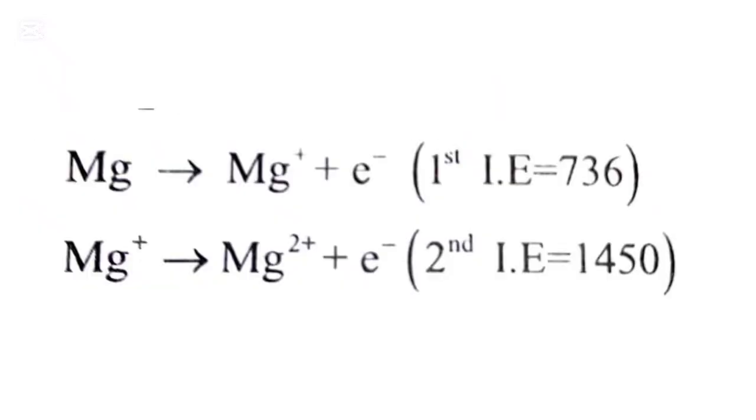Alkaline earth metals react by losing 2 electrons to become stable, and therefore they have a valency of 2 and an oxidation state of positive 2.